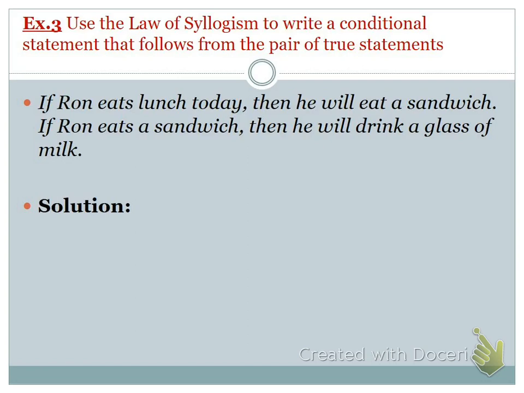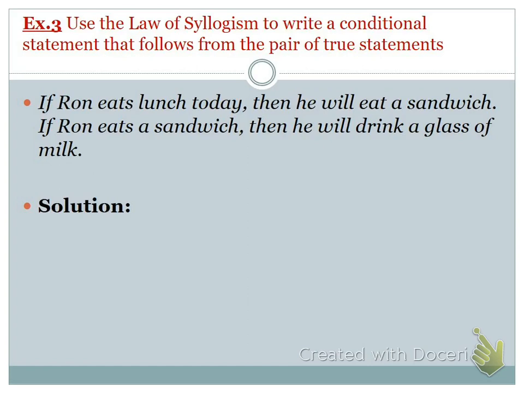On example 3, this time we're switching it up. We're using the law of syllogism to write a conditional statement that follows from the pair of true statements. So remember in that law of syllogism, that second law of logic, we're given the first two statements and we have to come up with the third one. So, if Ron eats lunch today, then he will eat a sandwich. If Ron eats a sandwich, then he will drink a glass of milk.